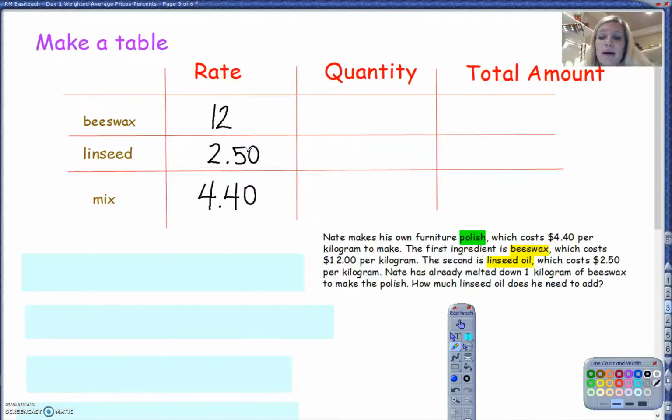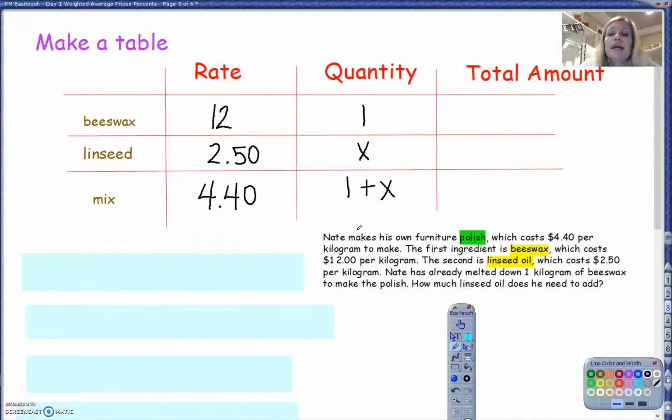Now the quantity: how much do we need? Nate has already melted down 1 kilogram of beeswax, so beeswax has 1. How much linseed oil does he need to add? That's the one we don't know, so the quantity there is X. The total quantity that we need from beeswax and linseed oil is when we add these 2 together, so that would be 1 plus X.